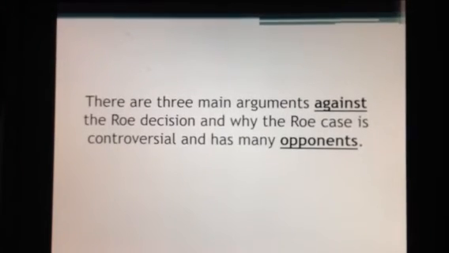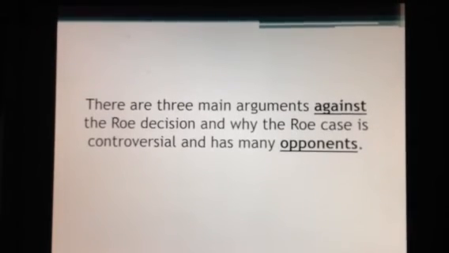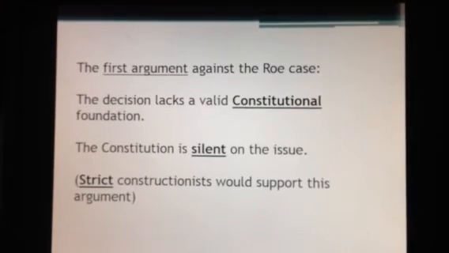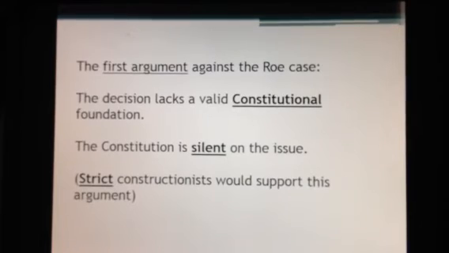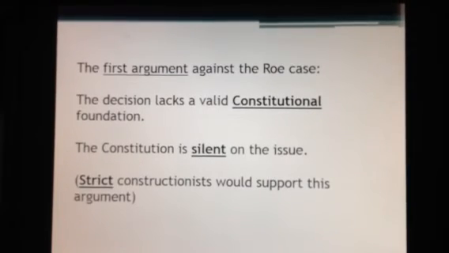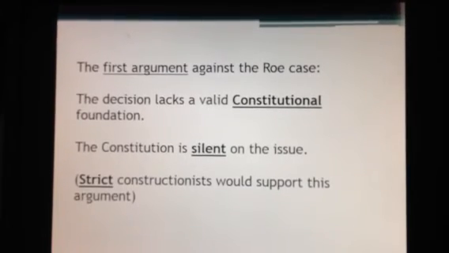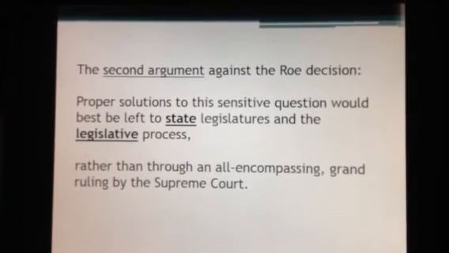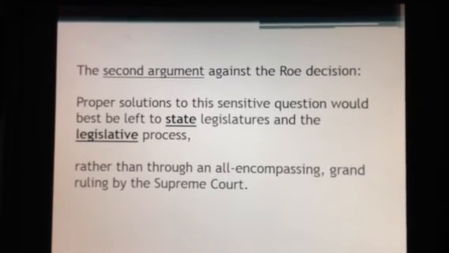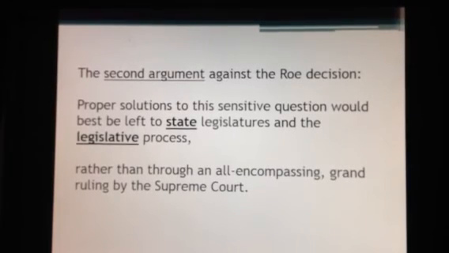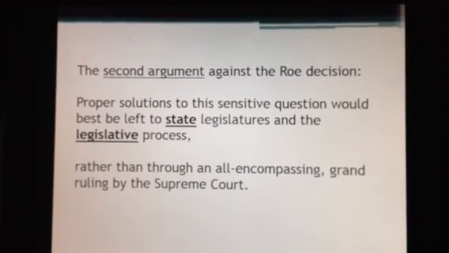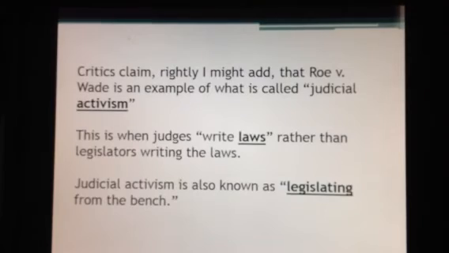There are three main arguments against the Roe decision and why the Roe case is controversial and has many opponents. The first argument, it lacks a valid constitutional foundation. The Constitution is silent on the issue. Strict constructionists would support this argument. The second argument is that the proper solutions to this very sensitive question should be left to state legislatures and the legislative process, rather than an all-encompassing ruling by the Supreme Court.